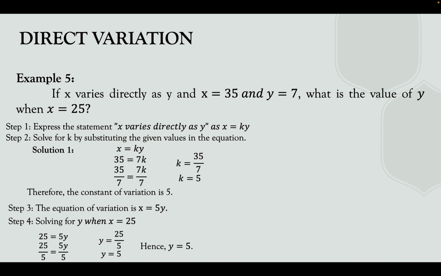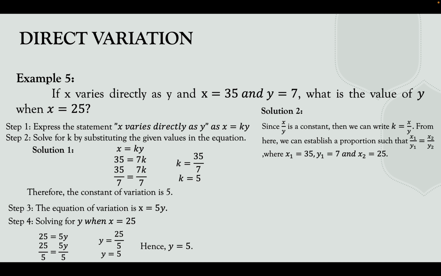Now, in solution number 2, since x over y is a constant, we can write k equals x over y. From here, we can establish the proportion x sub 1 over y sub 1 equals x sub 2 over y sub 2, where x sub 1 is 35, y sub 1 is 7, and x sub 2 is 25. Now, the missing value here is y sub 2. So we need to substitute the given values. We have 35 over 7 equals 25 over y sub 2.